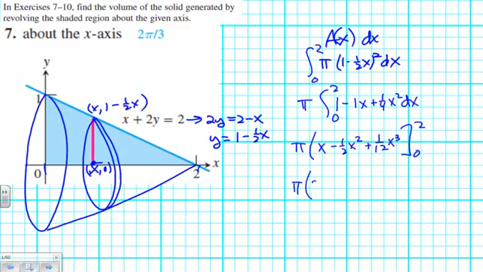So we're going to end up with 2 minus 4 times 1/2, which is 2, plus 1/12 times 8, minus 0. So we end up with 8/12, which is what? 2/3. So 2 pi over 3.